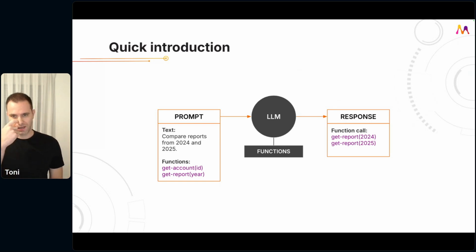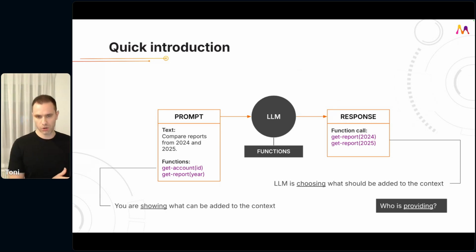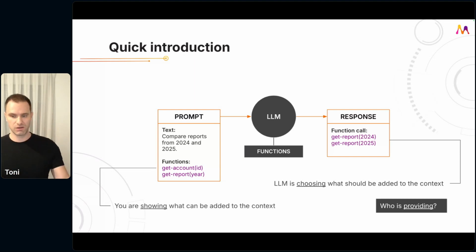So you're pretty much asking a question to the LLM and also providing, like, these are the functions that you as an LLM can ask for, and I can provide you that. So you created not a monologue, but pretty much a dialogue. And the LLM in that sense would give a response, not the text, but pretty much, hey, I need report from 2024 and report 2025. And now the things got a bit complicated, meaning you are showing what can be added to the context, and you are not the one choosing, the LLM chooses what should be added. So the LLM asks for it.